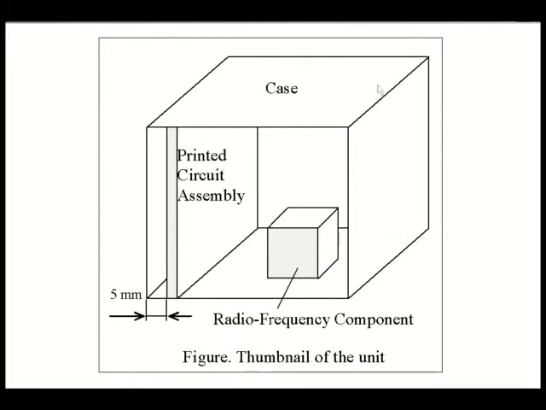Thickness of the unit walls is 4 mm. The case of the unit is made of an aluminum alloy. The printed block is made of fiberglass plastic. Its thickness is 2 mm. So we design the model.